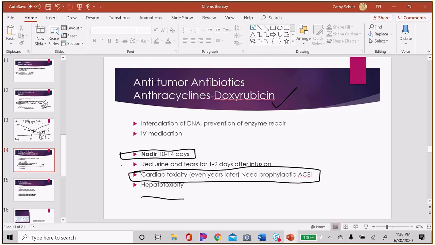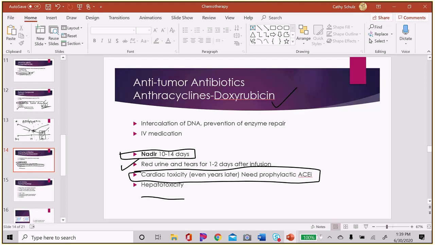Liver toxicity, and this red urine is different from the cyclophosphamide that's causing hemorrhagic cystitis, where the patient is actually bleeding from their bladder. This is for 1 to 2 days after the medication is infused, the patient's urine and tears are red.